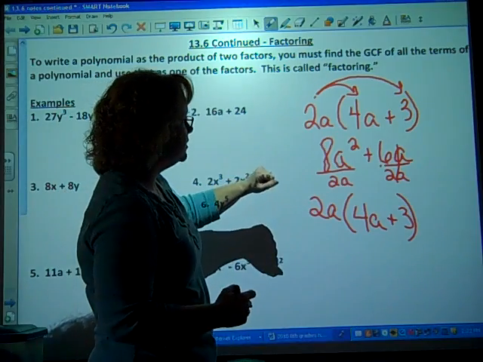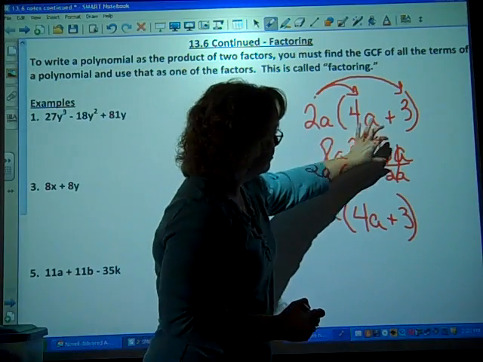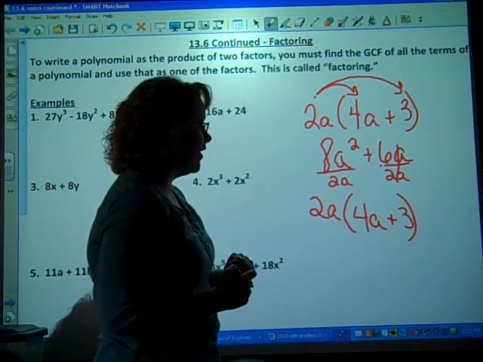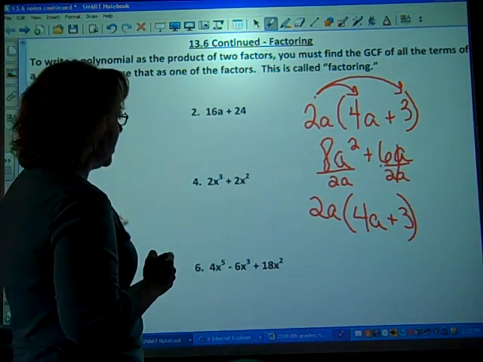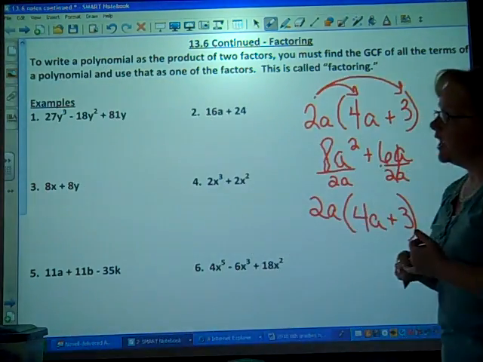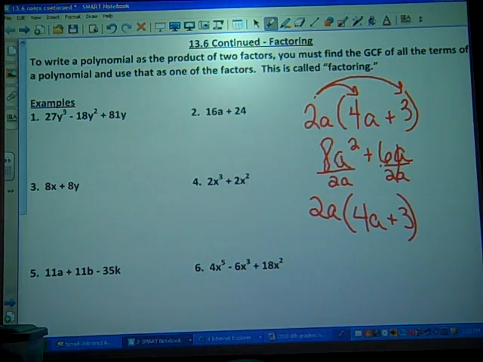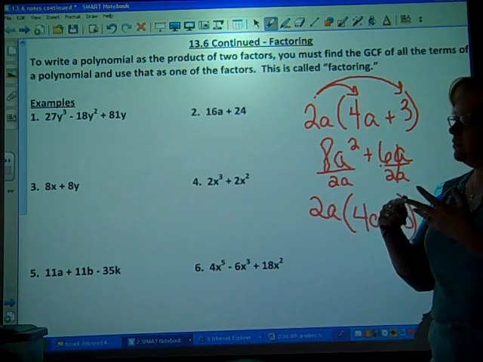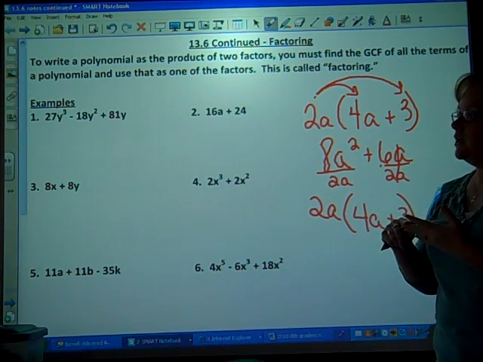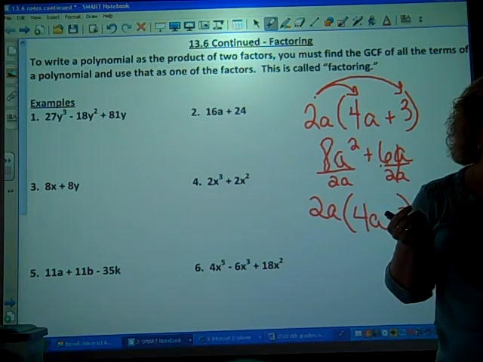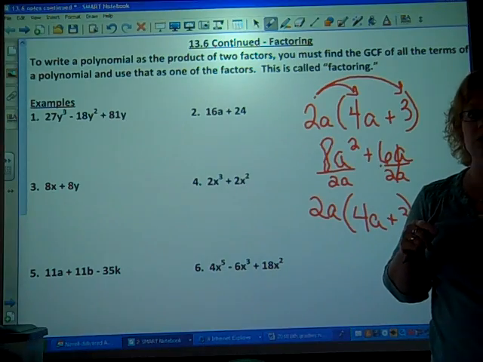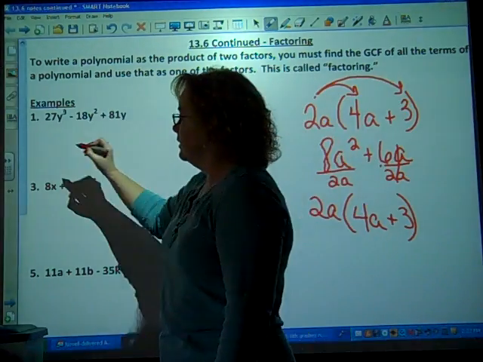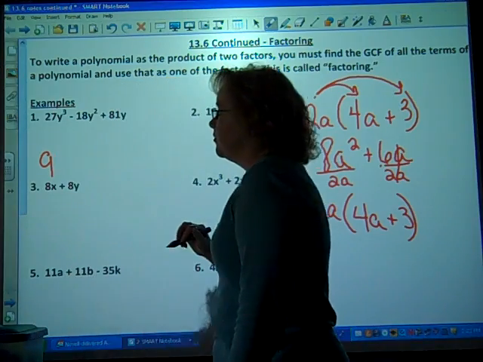Okay, so what's happening today is you're going to start with the problem and you end up with it factored out. Okay, so if I look back at number 1, I have 27y to the third minus 18y squared plus 81y. So I'm going to look at the numbers first, or the coefficients. So I have 27, negative 18, or just think of it as 18 at this point, and 81. What's the largest number I can think of that goes into 27, 18, and 81? 9. So that's going to come outside the parentheses.